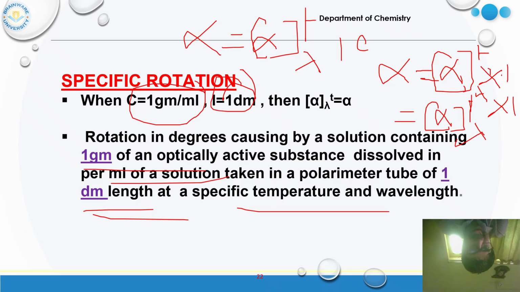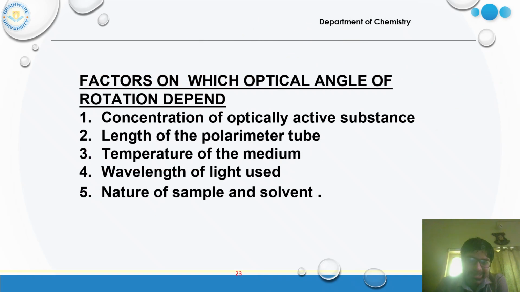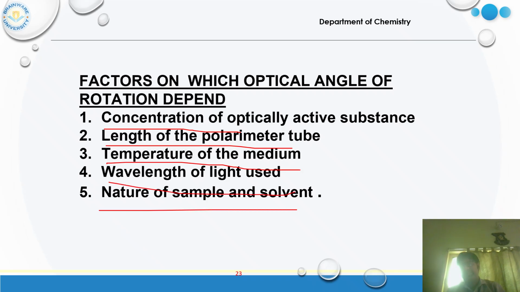Now we are going to the factors on which angle of rotation depends. It depends on the concentration of the molecule, the length of the polarimeter tube, the temperature, the wavelength of light, and also the nature of the solvent and sample. So the factors on which angle of rotation depends are the concentration of the molecule, length of the polarimeter tube, temperature of the medium, wavelength of light, and the nature of the molecule and the solvent.